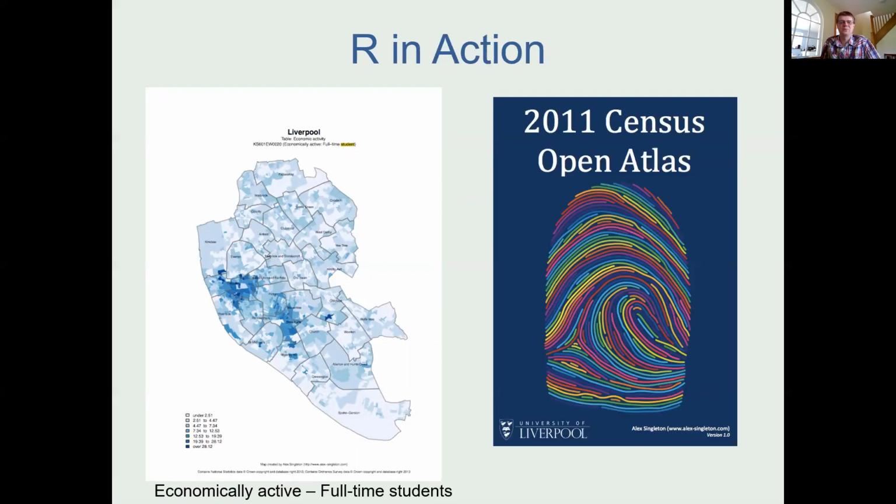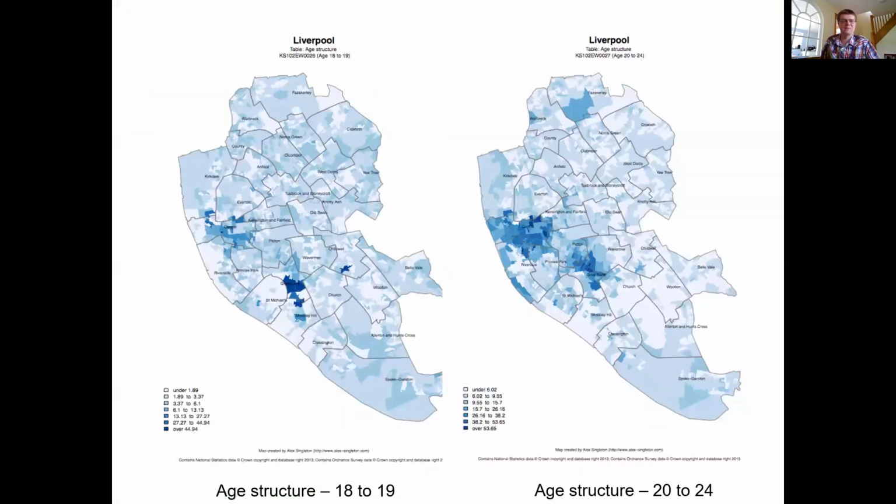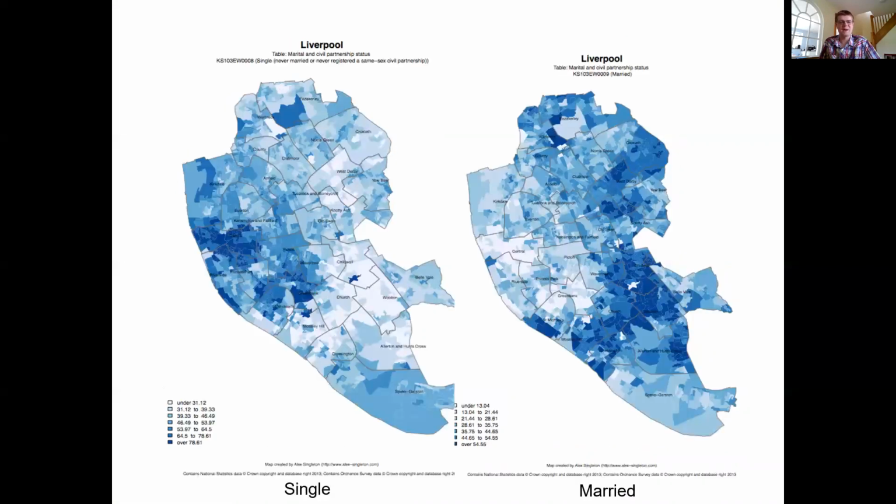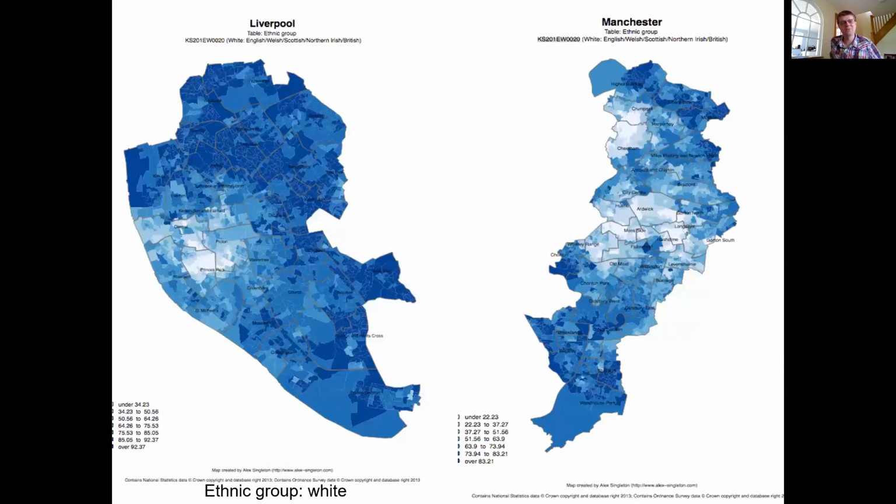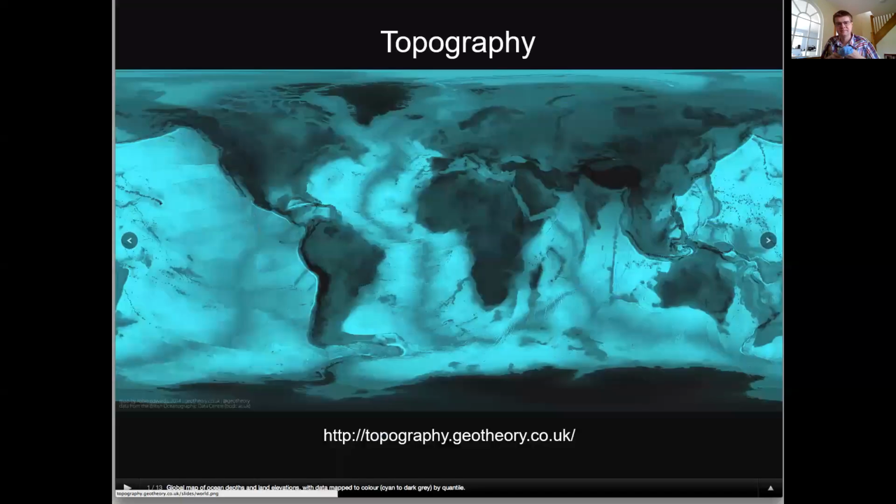And this is some of the examples from the Census Open Atlas. Given that we're now in 2020, 2011 is quite a long time ago, but you can see the principle, and it's a really valuable tool. So we've got some maps of economically active full-time students. We've got some maps of different age groups, 18 to 19, 20 to 24. We've got some maps of the proportion of the population who are single, who are married. And we've got for different areas as well. So for example, we've got Liverpool and we've got Manchester, and this is ethnic group, so the percentage of the population who are white.